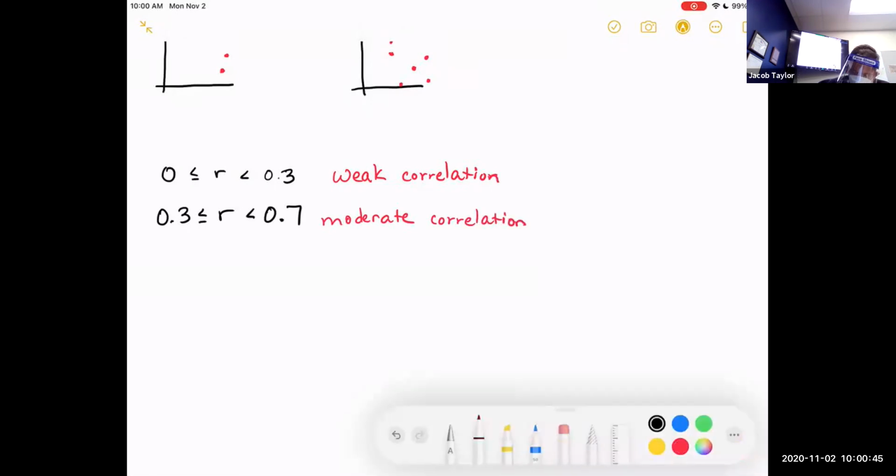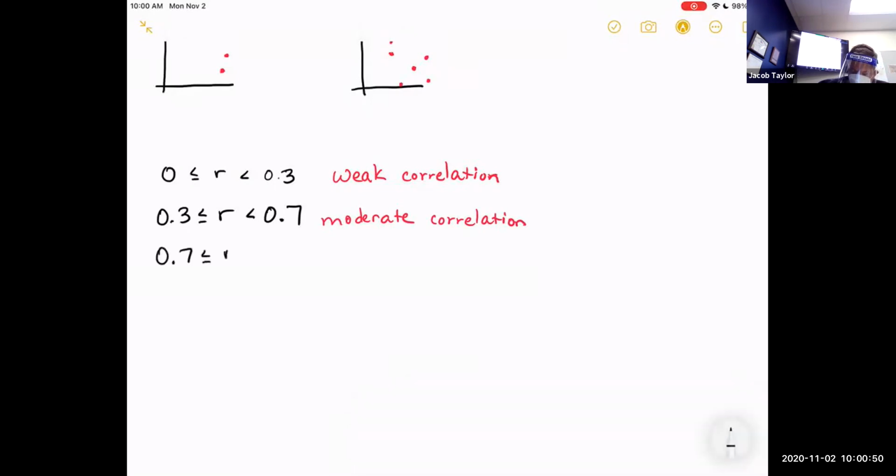And anything higher than that, which would be from 0.7 up to 1, we would say that is a strong correlation. And this applies if R is negative as well. So that would apply for negatives also. Between 0 and negative 0.3, we'd say weak. Between negative 0.3 and negative 0.7, we'd say moderate. And between negative 0.7 and negative 1, we would say strong.